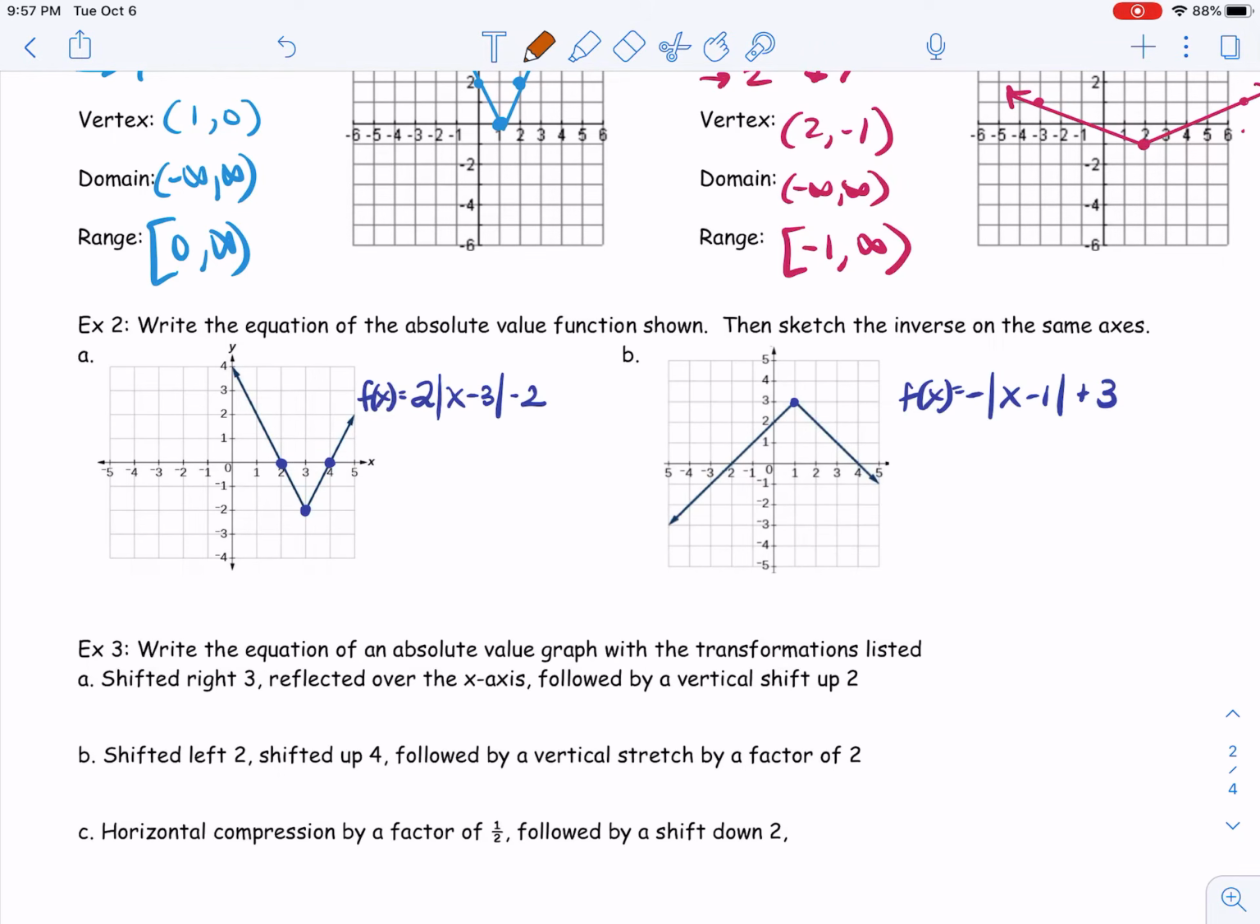point. So if I had a vertex at (3, -2), then I switch that around, and now I have a vertex at (-2, 3). If I had a point at (4, 0), then now I have a point at (0, 4). If I had a point at (2, 0), now I have it at (0, 2), etc., etc. So here is my inverse, f to the negative 1 of x. Remember that inverse function notation.